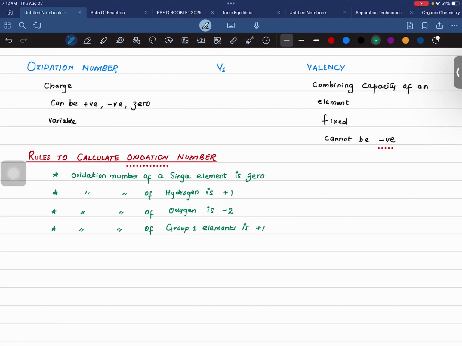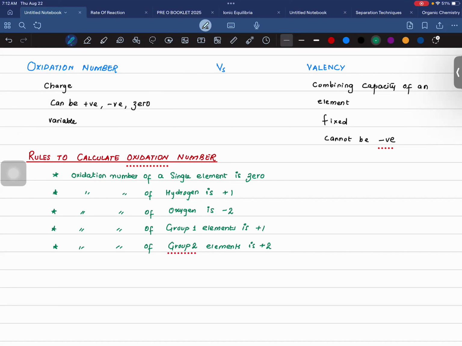The oxidation number of hydrogen is +1. The oxidation number of group 2 elements is +2. These are the rules that we will be considering when we calculate the oxidation number of a particular element mentioned by the examiner.